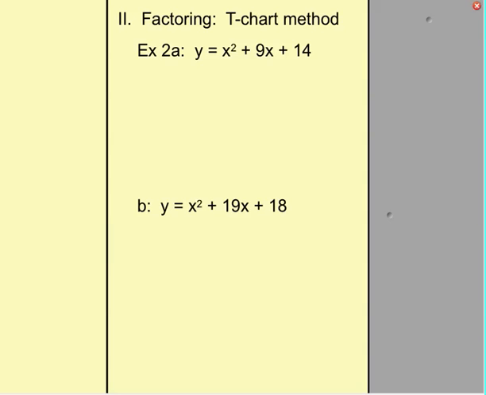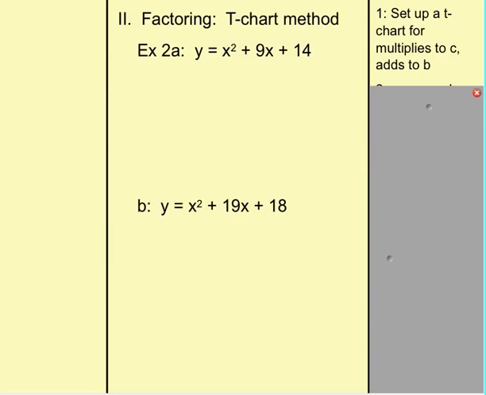All right, so I call this the T-chart method because what we do is we set up a T-chart. So we're looking for what multiplies to C, our constant. So we have to find two numbers that will multiply to 14, and those same two numbers have to add to B, our middle term, the coefficient of our x. All right, well, when we're thinking about what multiplies to 14, the first two numbers that pop into my head are 2 and 7. 2 times 7 does equal 14, and 2 plus 7 does equal 9.